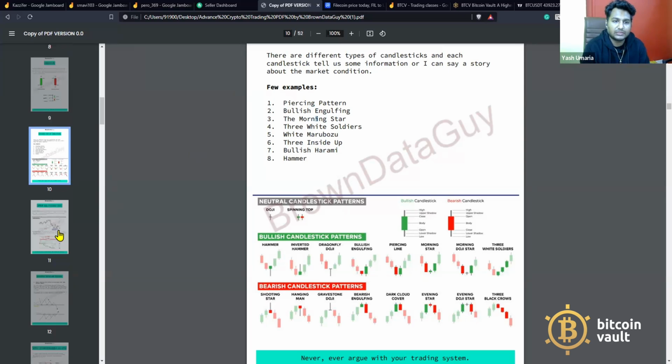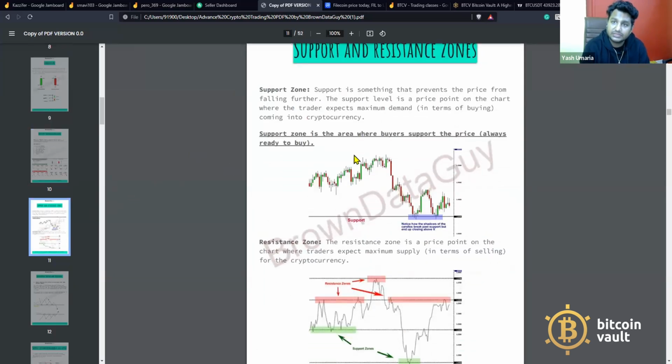Now let's go to the next part, which is support and resistance zone. Before I talk about support and resistance, they are 30% of trading. It is that important. If you know about support and resistance, that means you understand where the market is moving and what you can expect from the market. So support and resistance is very, very important. Now let's talk about it.